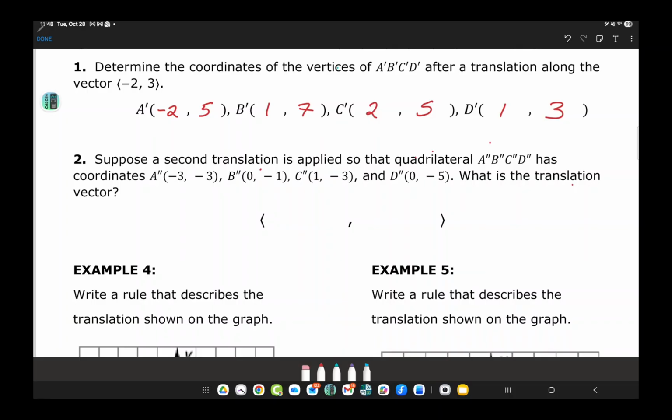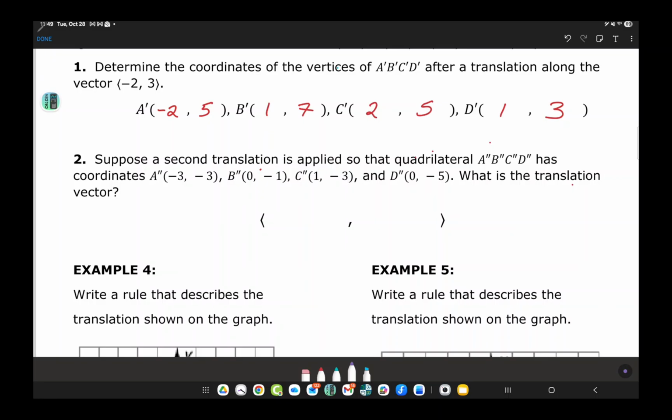I suppose a second translation is applied to the quadrilateral. Now, here we have a second translation. That means we have an A double prime, B double prime, C double prime. We don't say prime prime; that doesn't make sense. So that's how it's called: double prime, triple prime, and so on.